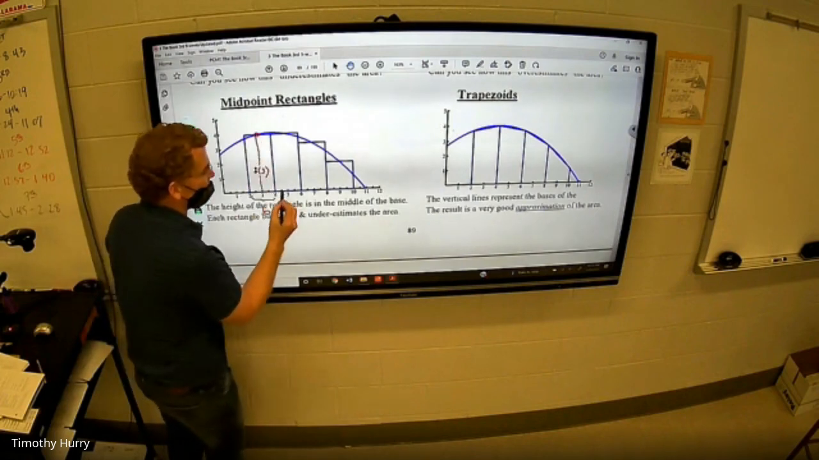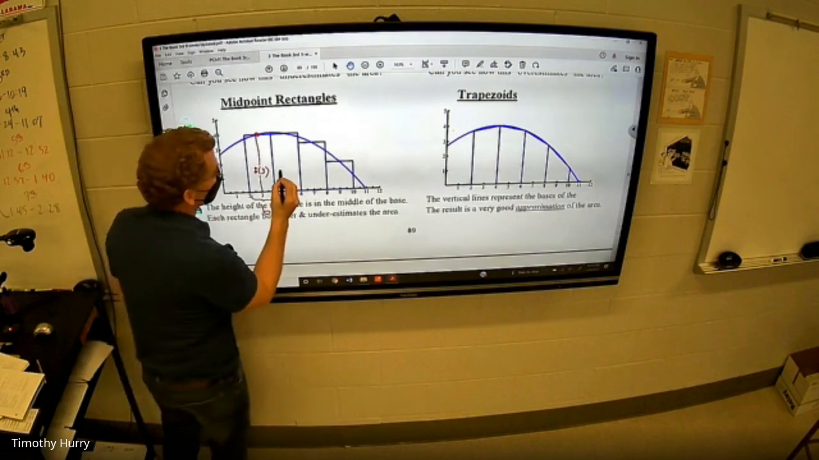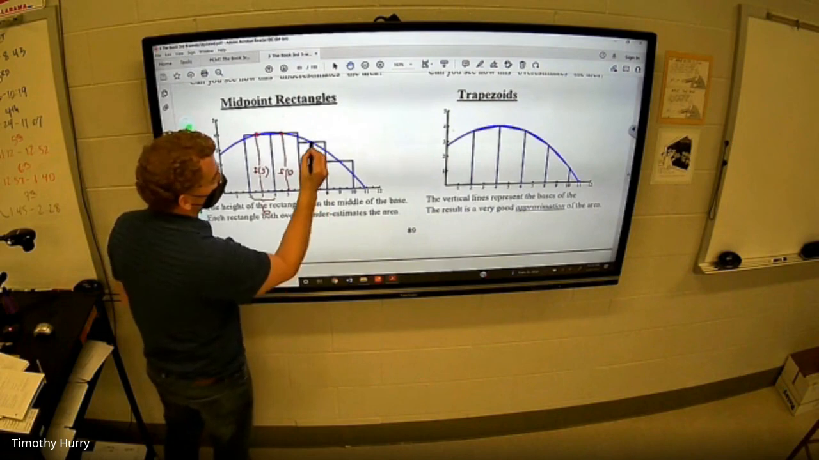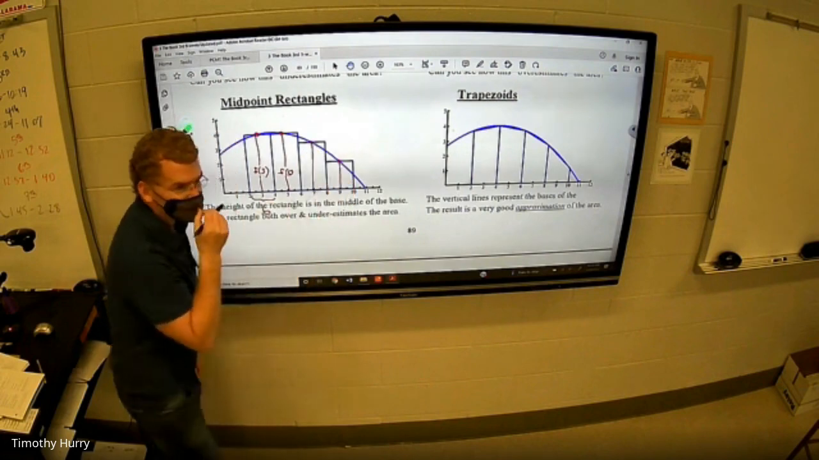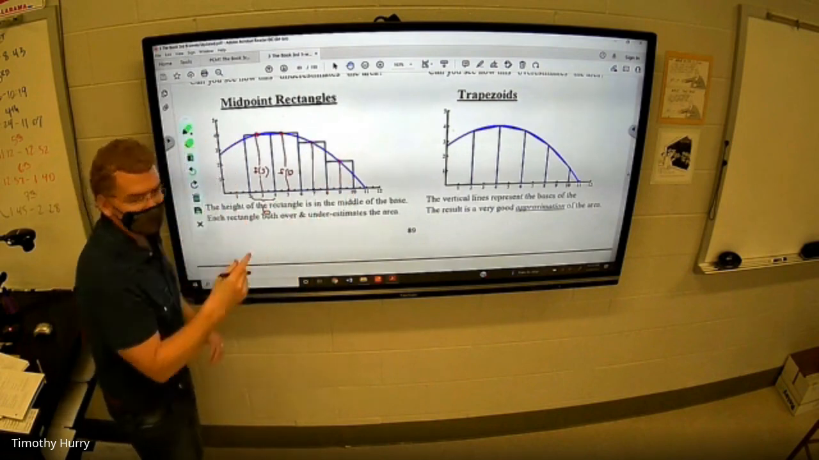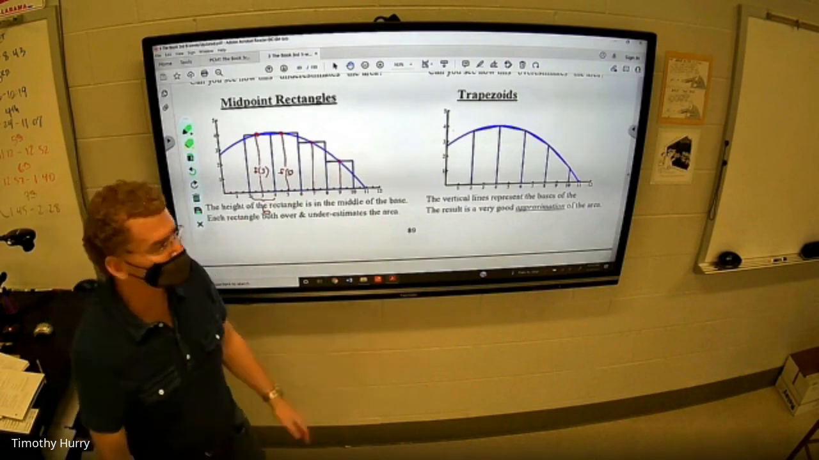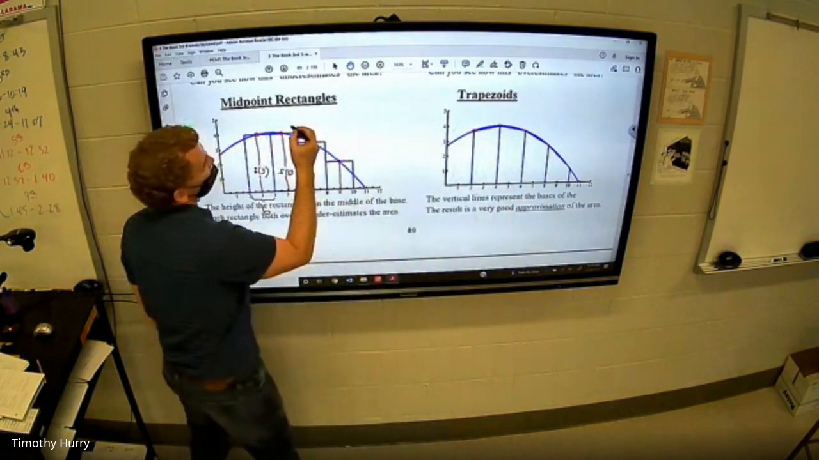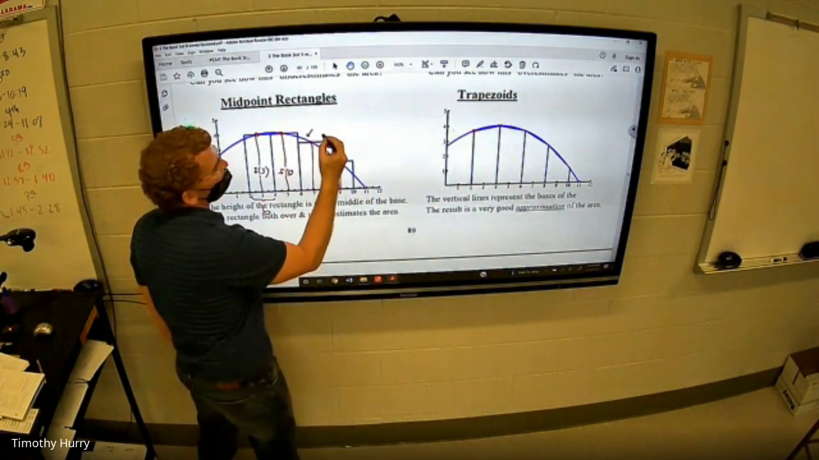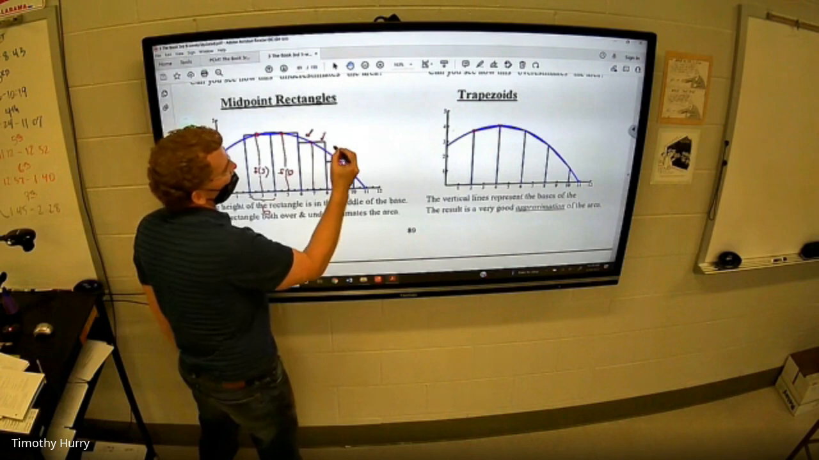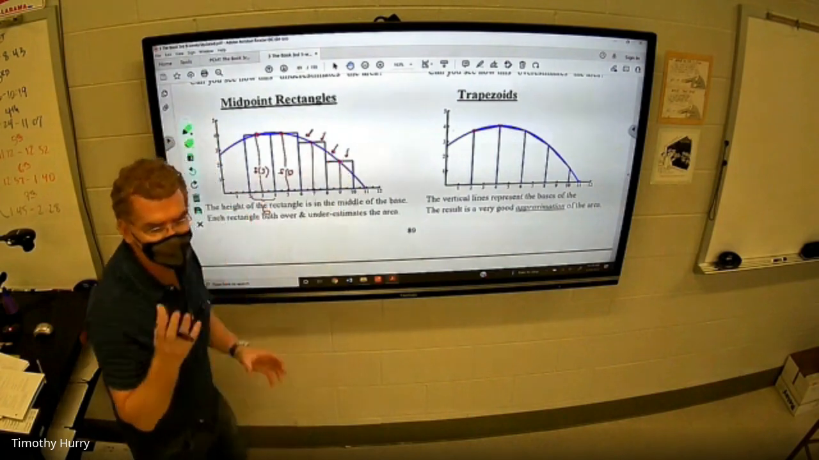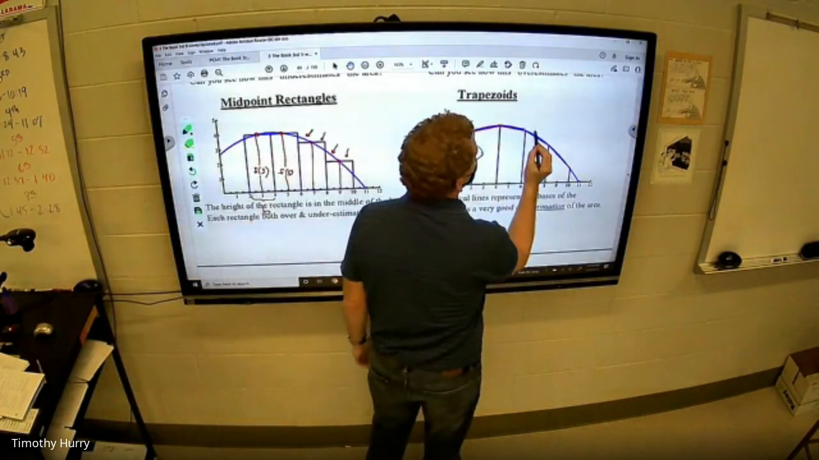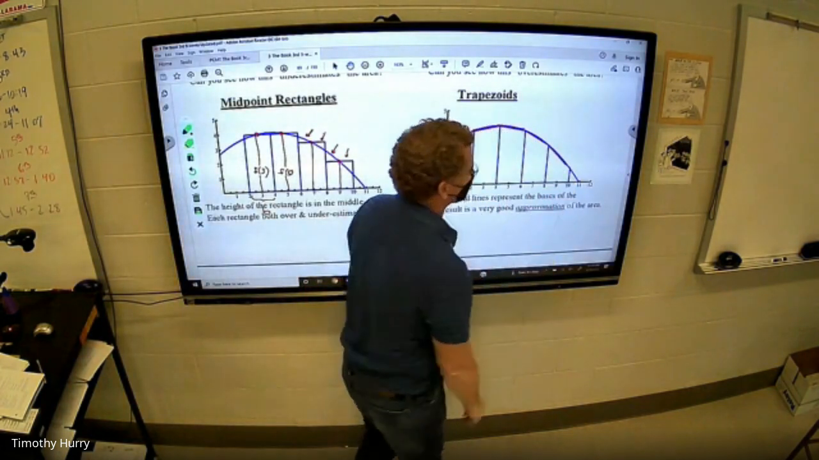What's the average of 4 and 6? 5. You plug in f of 5 to find that height. So you're using these middle heights. Are you with me? And then you use the bases. Trapezoid. I like trapezoids a lot too. Now the one thing about midpoints is great. You got a little over, a little under, a little over, little under, a little over. Almost on all of them, it kind of balances out.